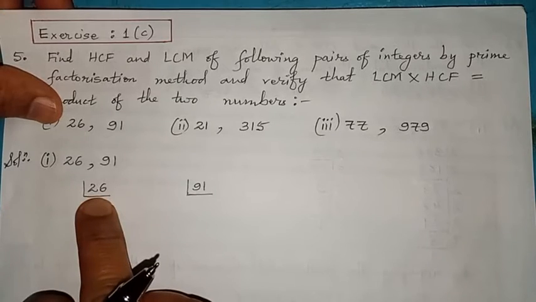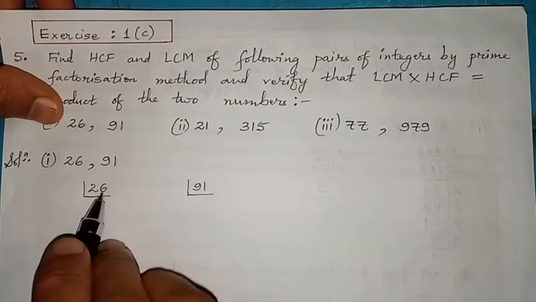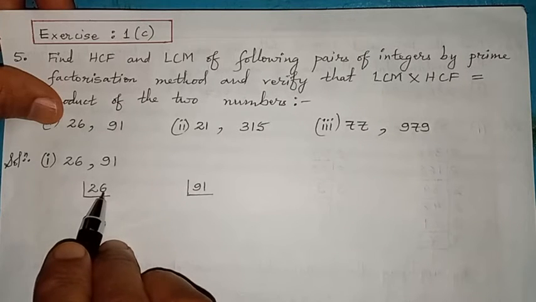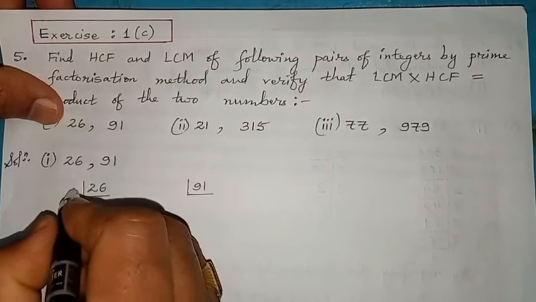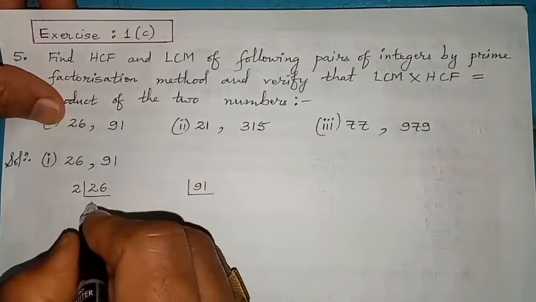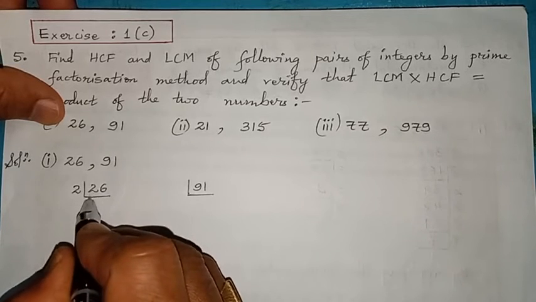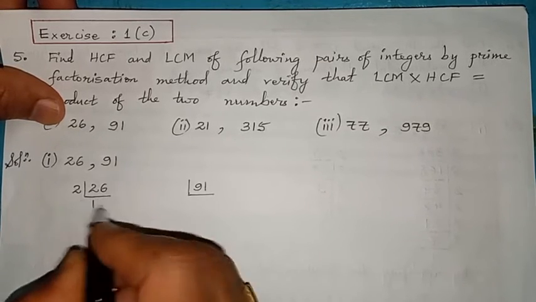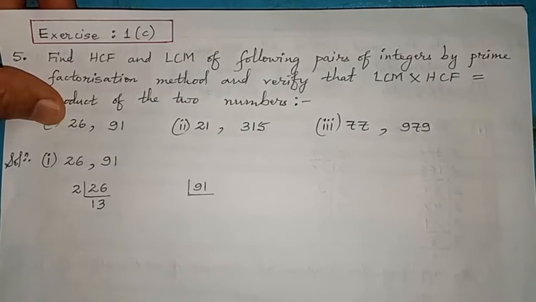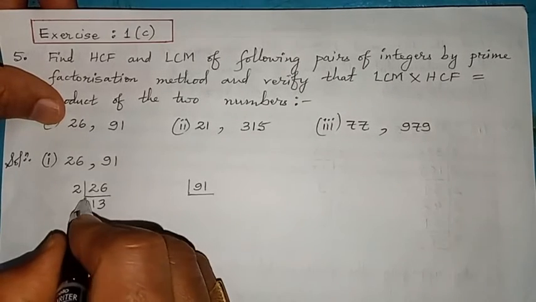26, can you divide by 2? Yes, because 26 is an even number. Remember, even numbers have unit digit 0, 2, 4, 6, 8. Since the unit digit is 6, an even number, we can divide by 2. 2 ones are 2, 2 minus 2 is 0, no carry. There's only 6, and 2 threes are 6. That means we have been able to divide by 2.